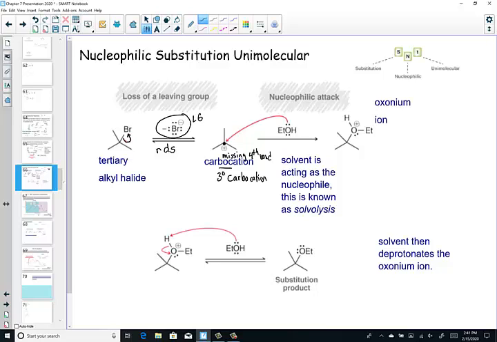So there's your leaving group. The bromide leaves, and it creates only 3 bonds on this alpha carbon. 3 bonds leaves that carbon electron deficient, making it a positive carbocation. It can be stabilized across more carbons. So that's why a tertiary carbocation is very stable.